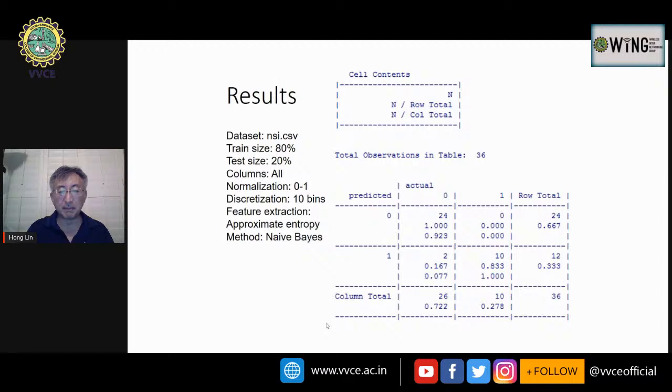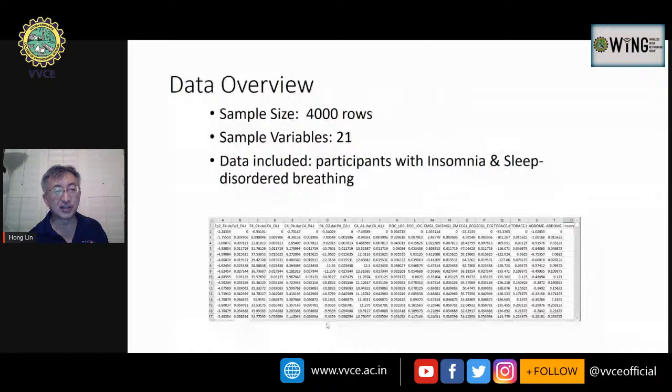So this test basically gives us information about the potential modeling that we can do using the EEG data. This is another study with a different data set, in which we have participants with insomnia and sleep disordered breathing.